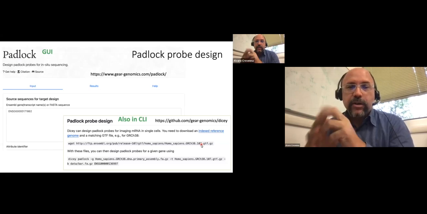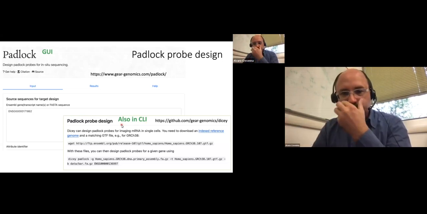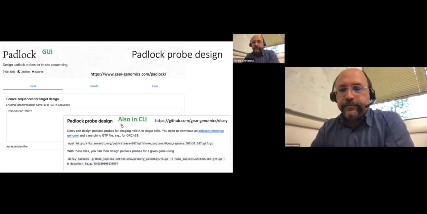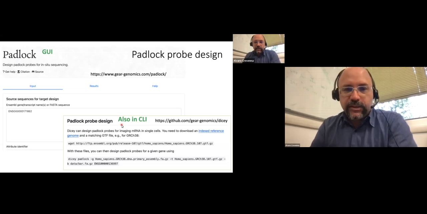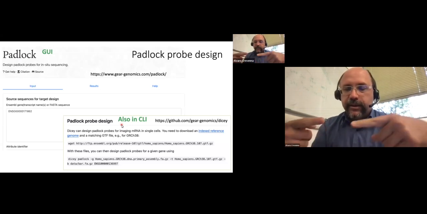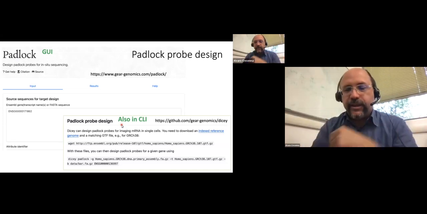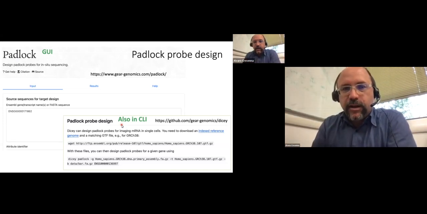So we use Padlock, that is part of Gear Genomics. This is developed at EMBL Heidelberg, and this is a web-based tool where you can put the names of the genes that you're interested in, and you can generate a Padlock that you can then use for in situ sequencing. And obviously, if you want to design a library, you can also do that on a command line interface. These will create the probe, because the oligo will essentially have a site split in two. You will also have the ID region and the anchor.